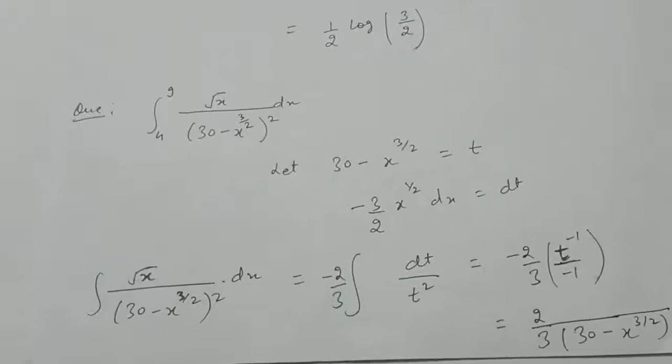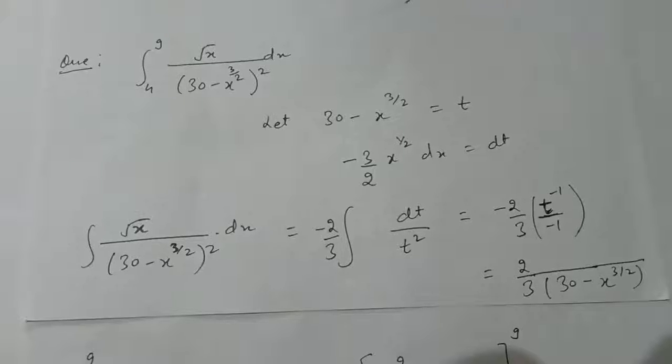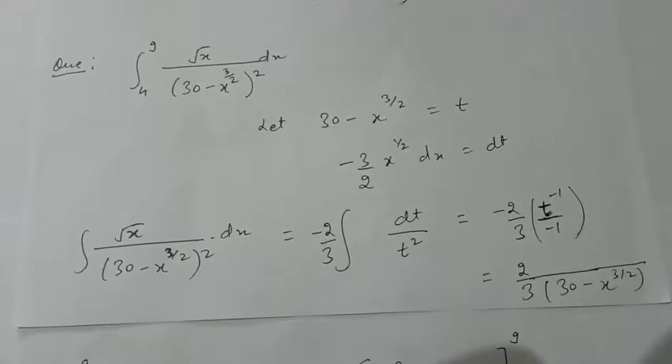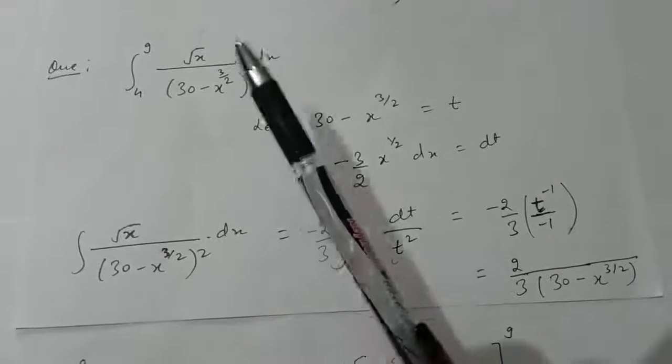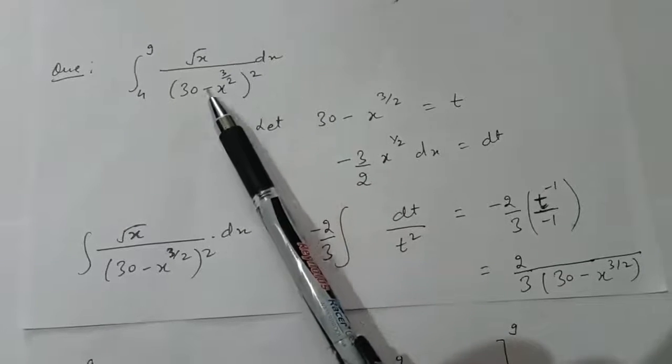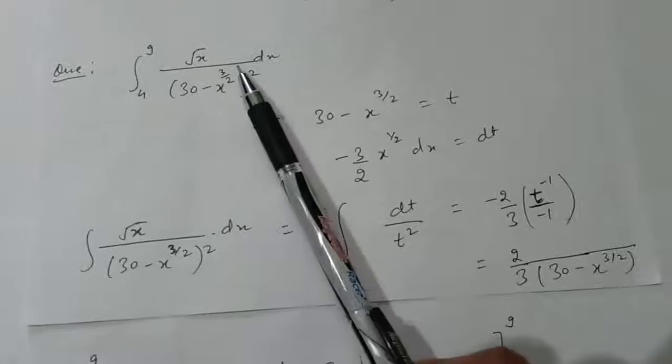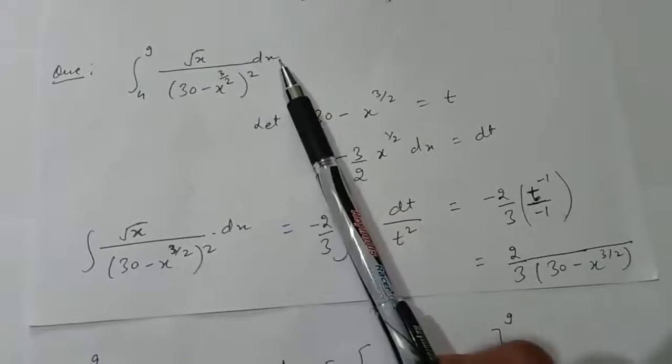Now see some of the examples. Now the next question is the integral from 4 to 9 of root x upon 30 minus x raised to the power 3 by 2 whole square into dx.